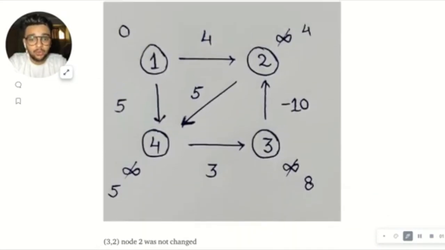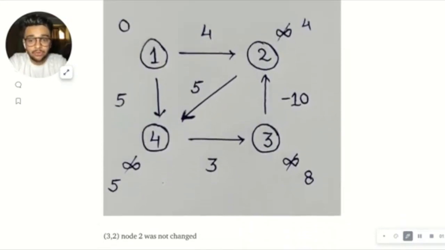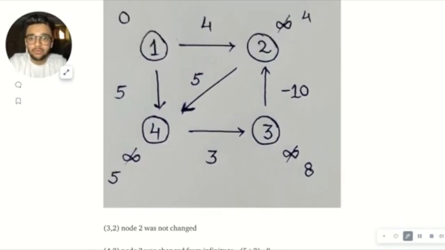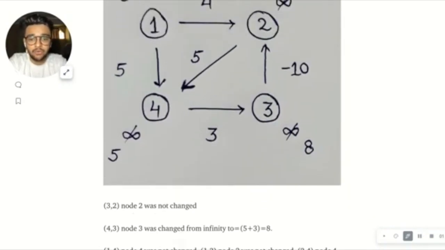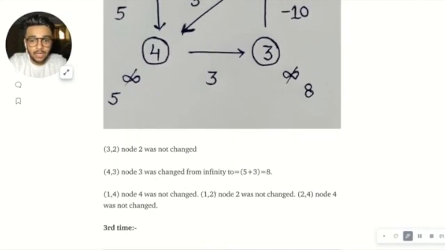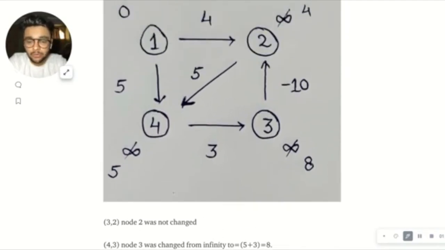Second time. 3 to 2: infinity minus anything would be infinity only. There would be no change. 4 to 3: it would be 5 plus 3, so infinity would be changed to 8. Okay, fine. 1 to 4: 0 plus 4 and 4 is here, 4 is equal to 4. There would be no change. 1 to 4: 0 plus 5 is 5 only. There would be no change here also. 2 to 4 also, there would be no change.